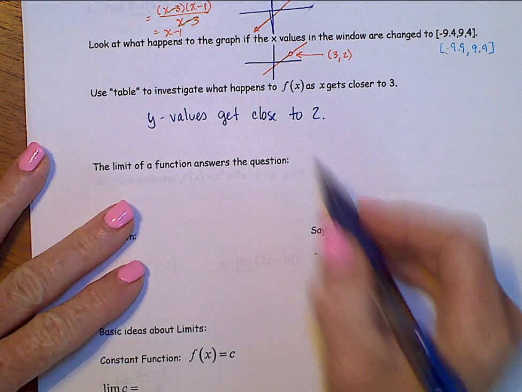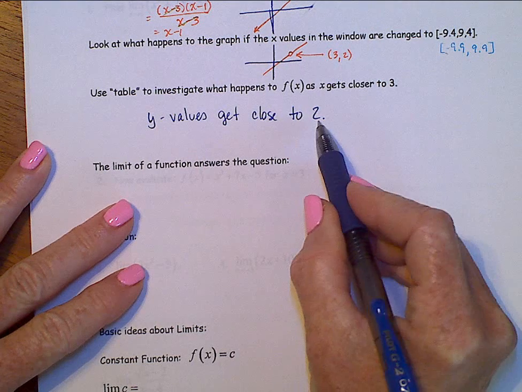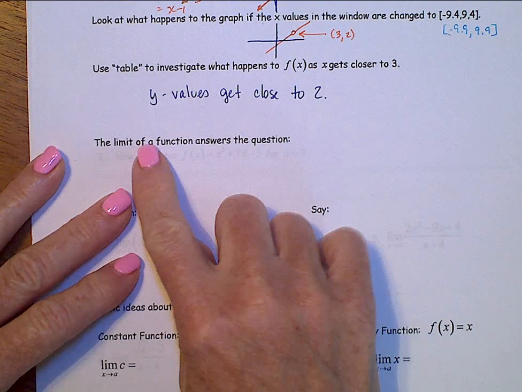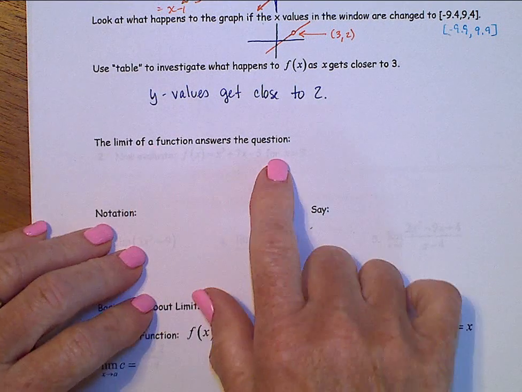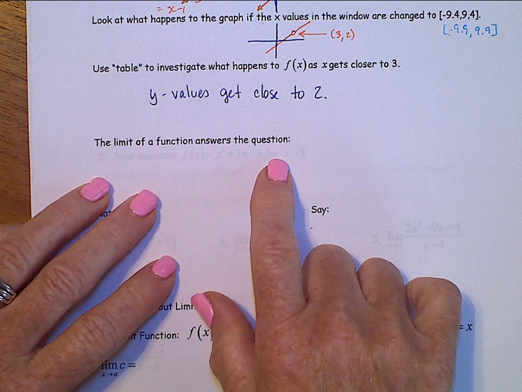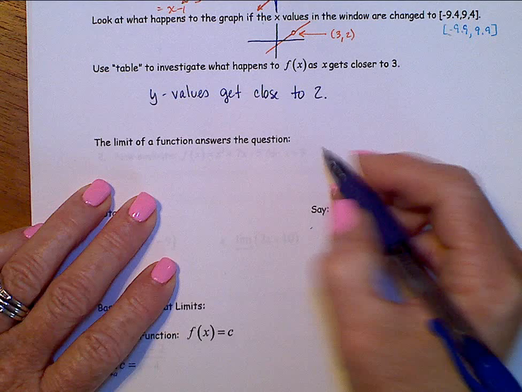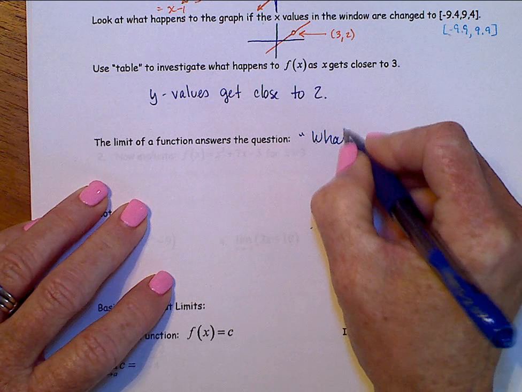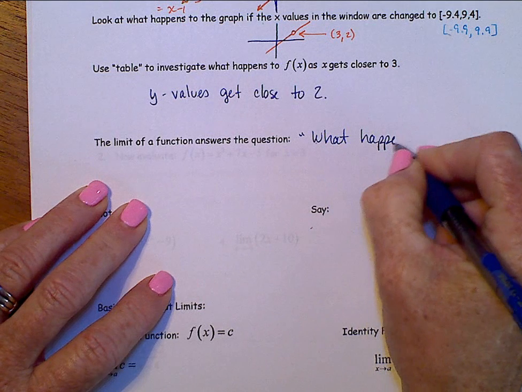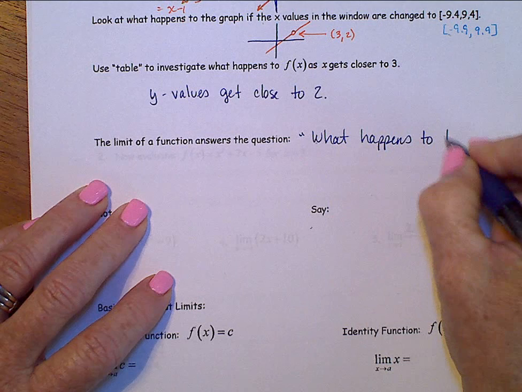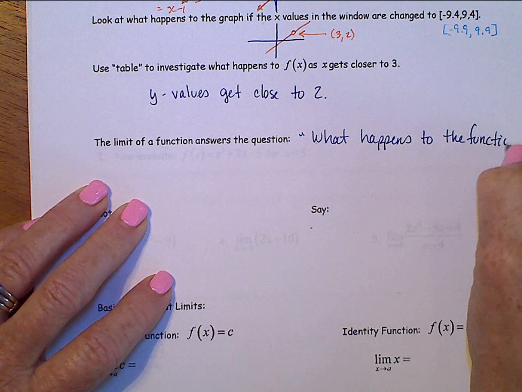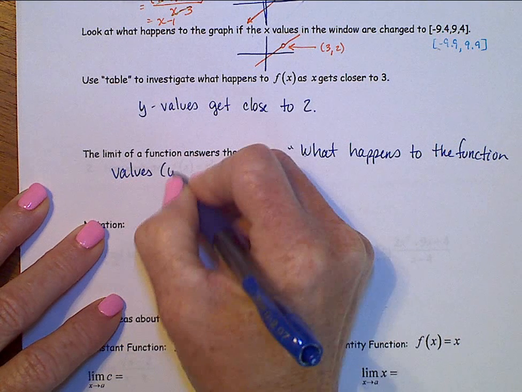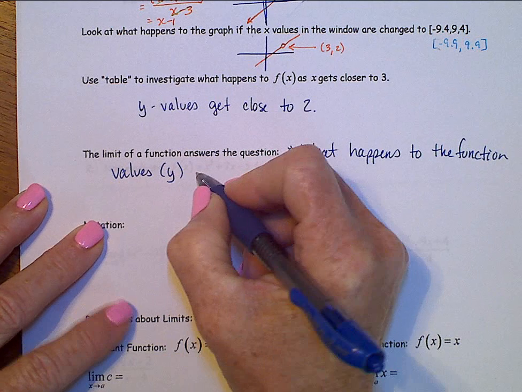This concept of what happens to the y values as the x values get close to something answers a question. What this limit does is say what happens to the function, the y values, as the x values approach a given number. So when we say limit of a function, we're talking about what happens to the function values, the y's, as the x values approach a given number.